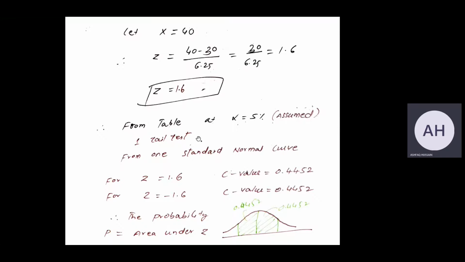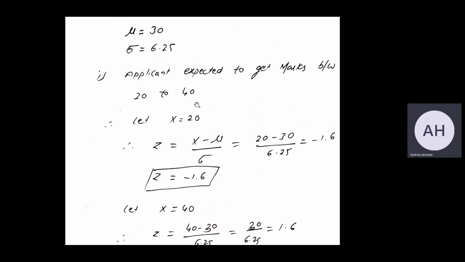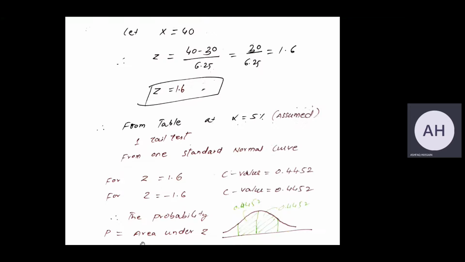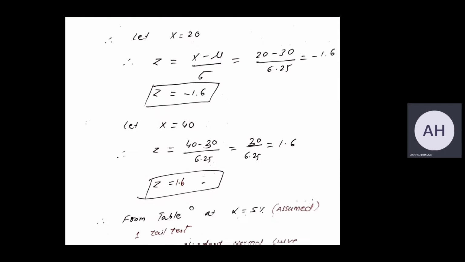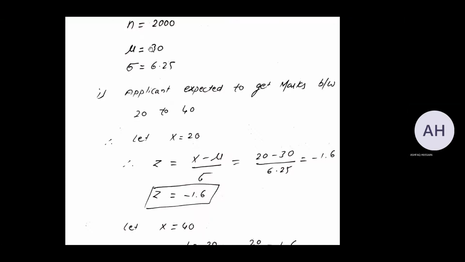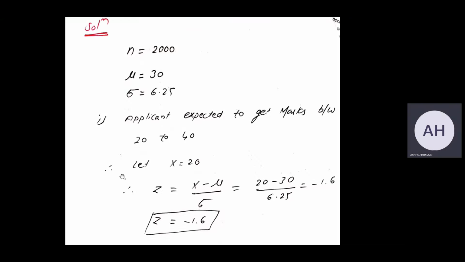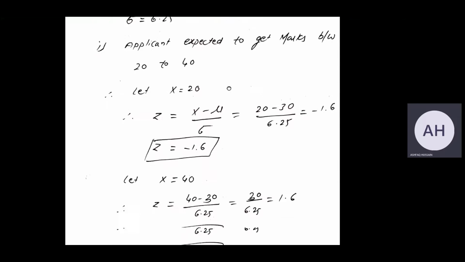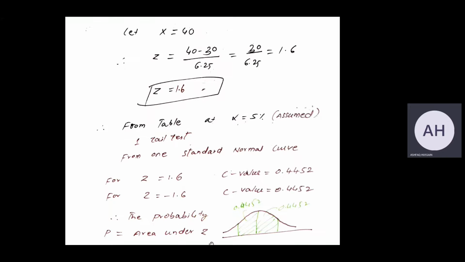So the probability of a student scoring 20 to 40 marks will be obtained by multiplying the probability which is obtained by the C value with the number of students. Okay, there are 2000 students. So based on this probability, the probability which comes in this area will give the number of students who score between 40 to 20, or 20 to 40.